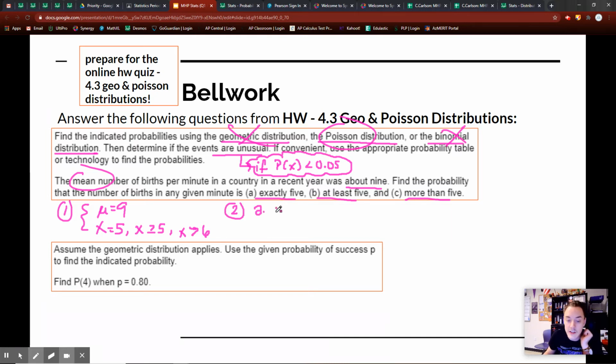So what is A? The probability of x equals 5. B will be the probability of x is greater than or equal to 5. And then C will be the probability of x being greater than 6, more than 5, but not equal to 5. So let's go to town on this. 5, greater than or equal to 5, and then greater than 6.